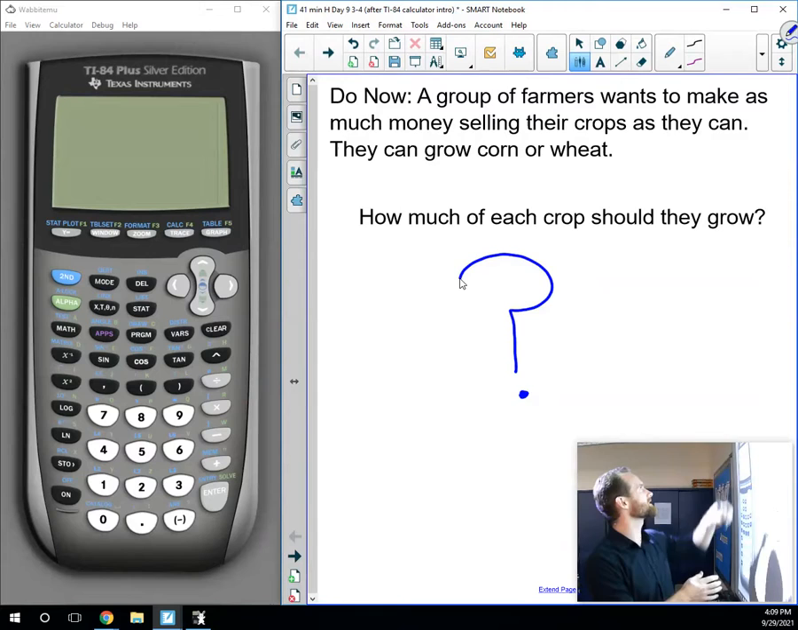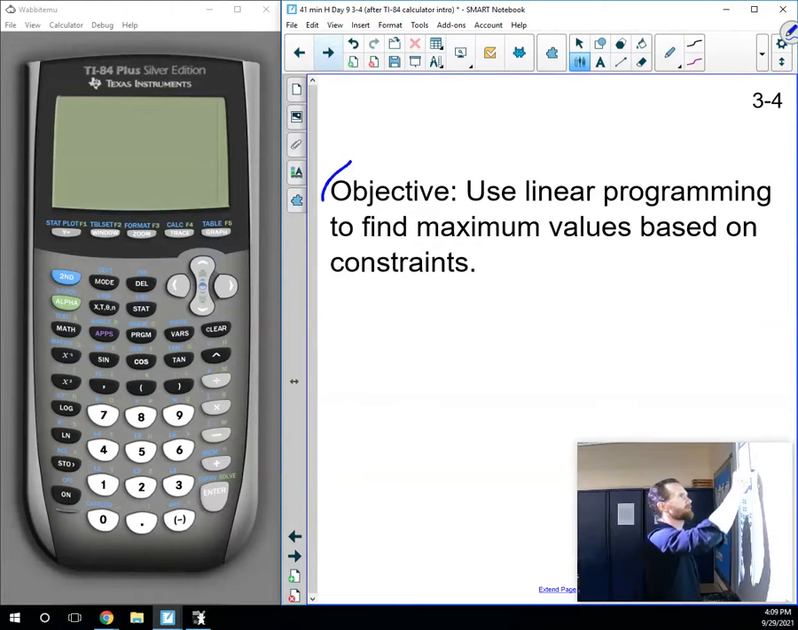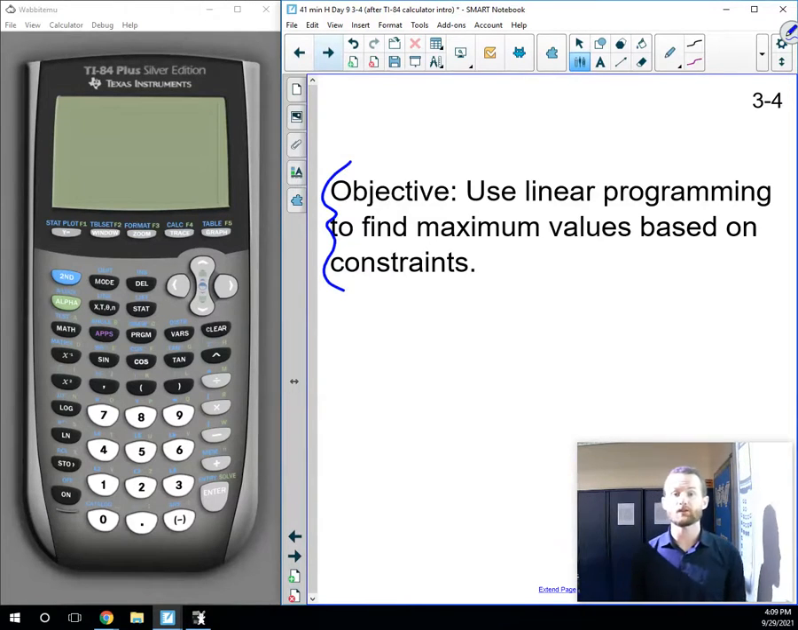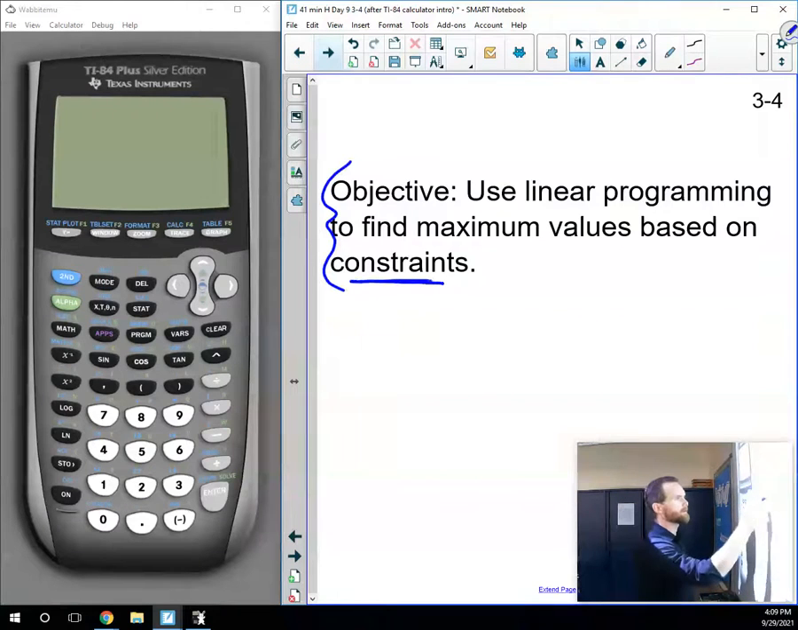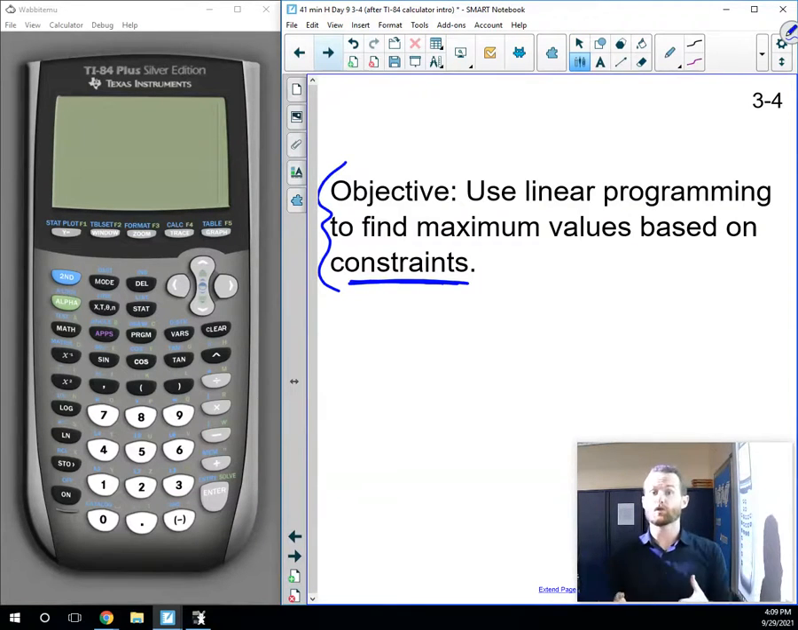All right, so that really leads us into our objective. So we're doing chapter 3, section 4. Our objective today: after here, we should be able to use linear programming to find maximum values based on constraints. Use linear programming to find maximum values based on constraints. And there's that key word for today, constraints.